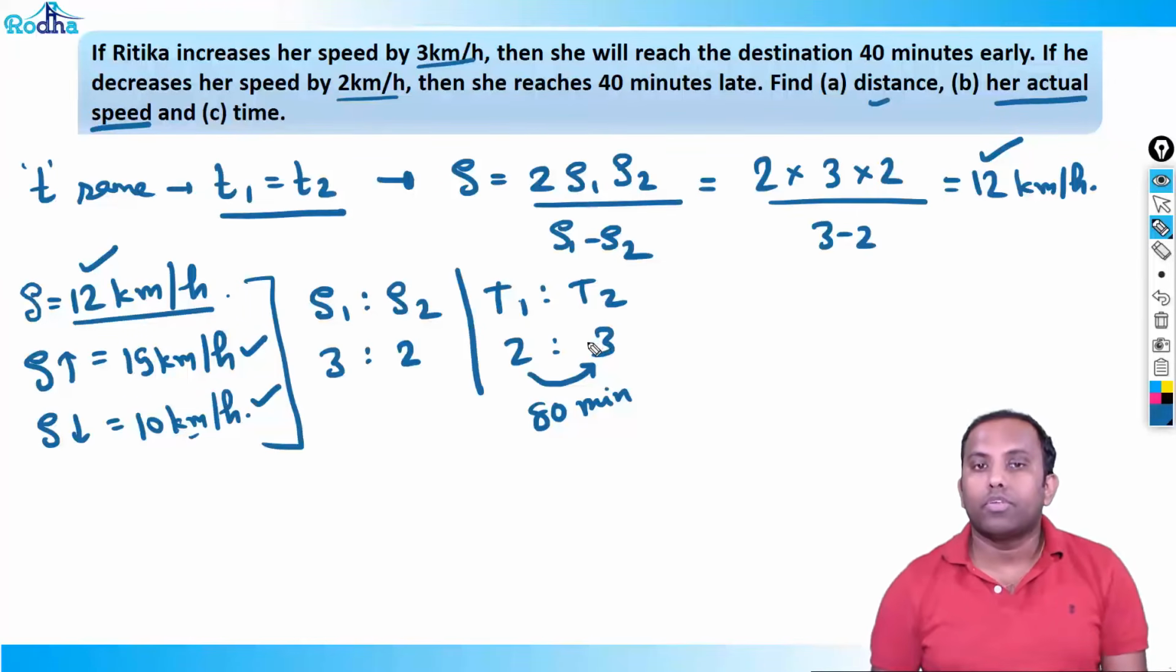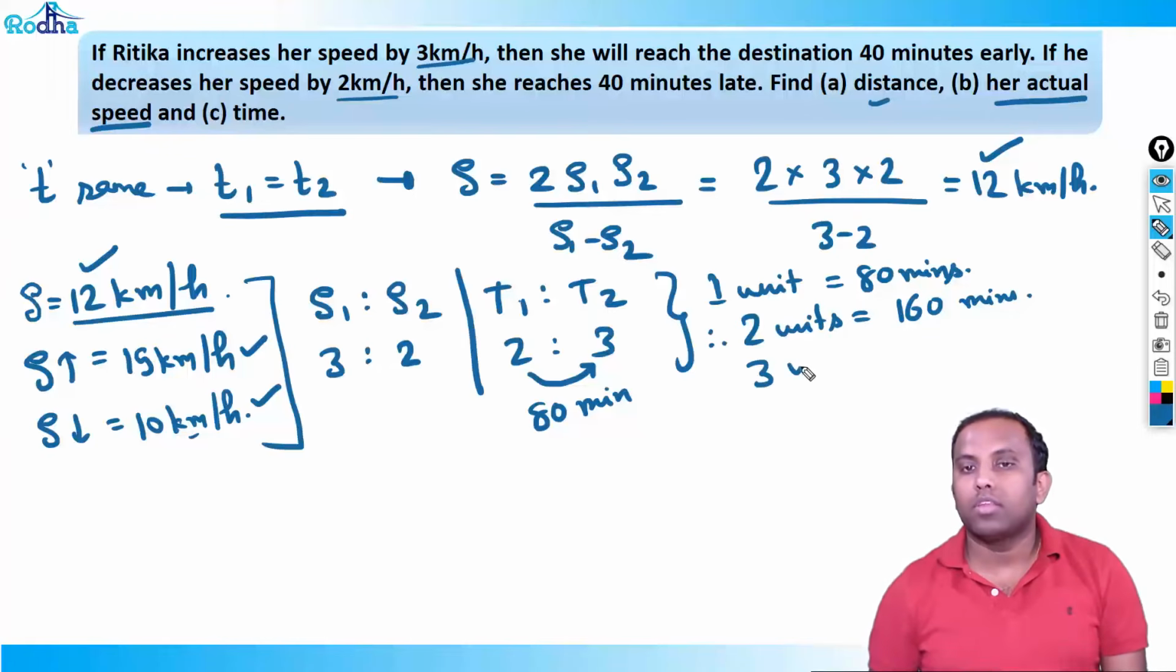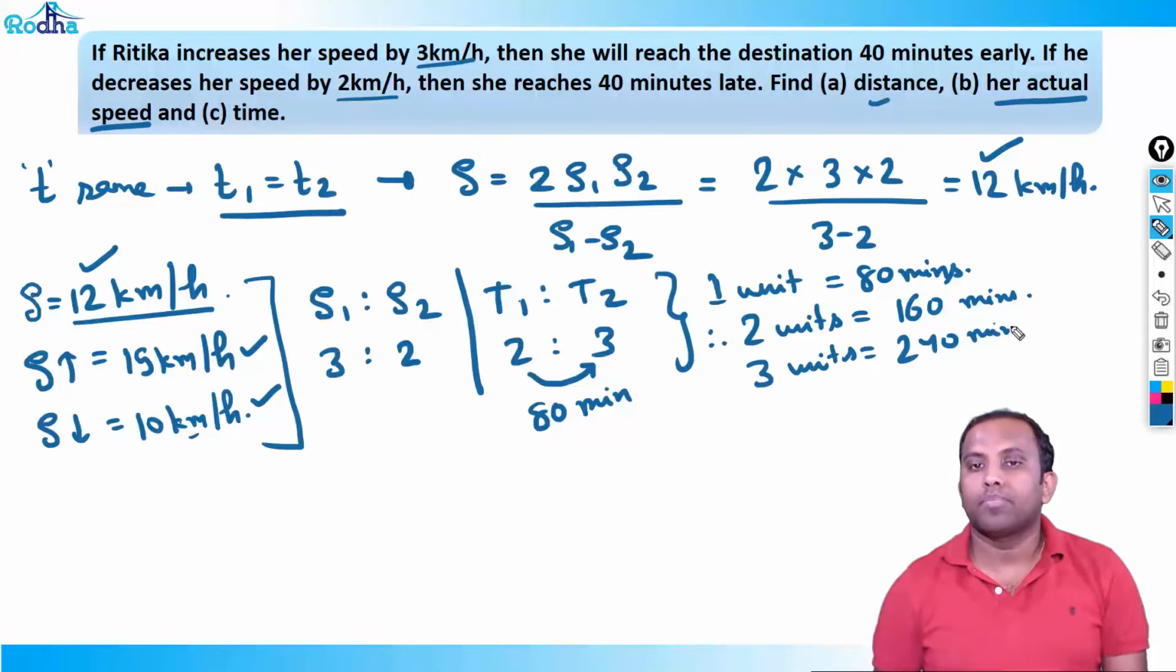That's why, right? The difference is 80 minutes, right? That means in the ratio, 1 unit represents 80 minutes. Therefore 2 units represent 160 minutes, and 3 units represent 240 minutes, right? So what is this 3 units? This is T2. What is T2? At the speed of 10, right?